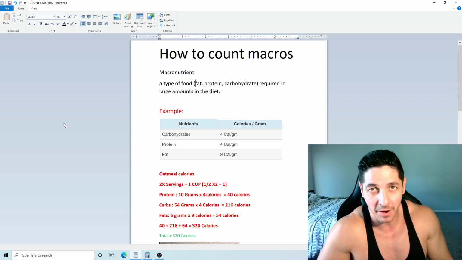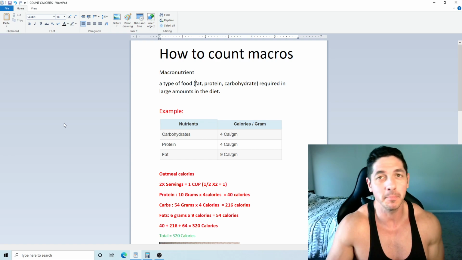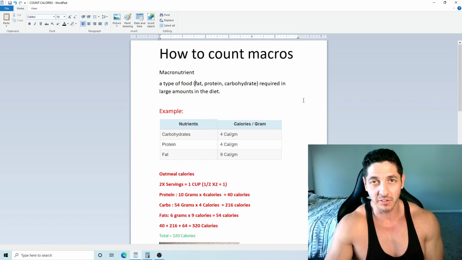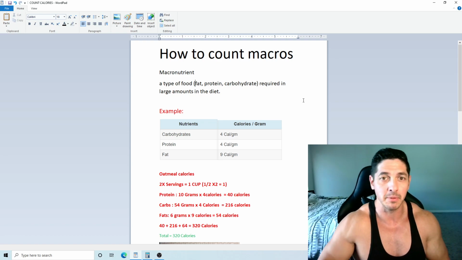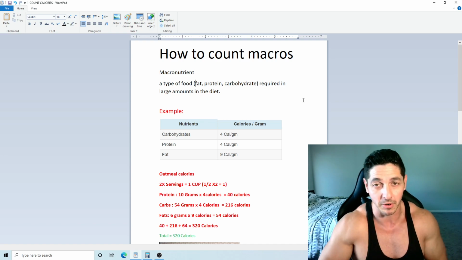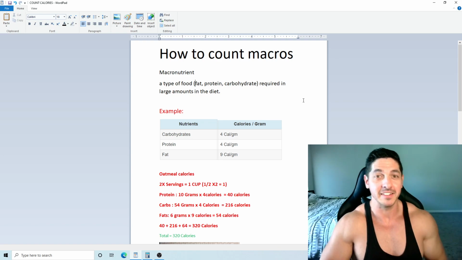How to count macros, aka macronutrients. So what is a macronutrient? It's a type of food, for example, fat, protein, carbohydrates, required in large amounts in your diet. In this video, those are the three that we're going to be focusing on. We're going to keep it nice and simple. Nobody here, at least that I know of, is trying to be the next Mr. Olympia. We're just trying to get in shape and make those gains.